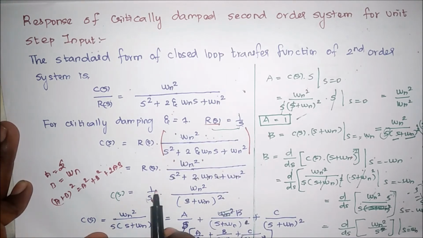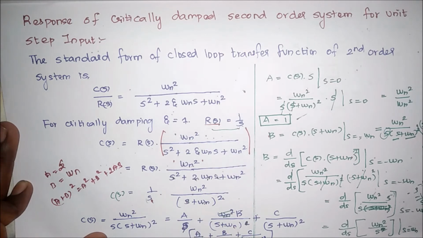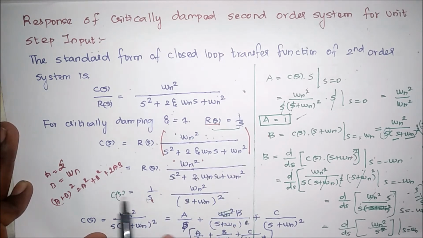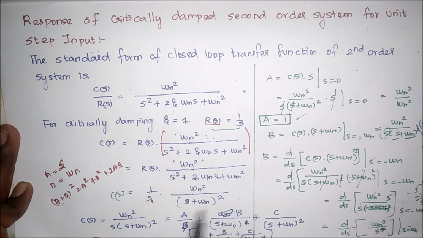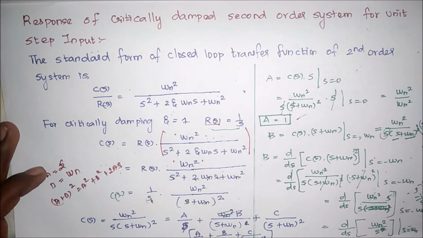So now C(S) equals 1 by S into omega n square divided by (S plus omega n) the whole square. This is the response in terms of S. Now we have to convert this into time, that is C(t), the response with respect to time. To convert from the S domain into the time domain, we apply the inverse Laplace transform to the entire equation. But to apply it, we should have a standard form, and this is not a standard form. To convert it into standard form, we have to apply partial fractions.